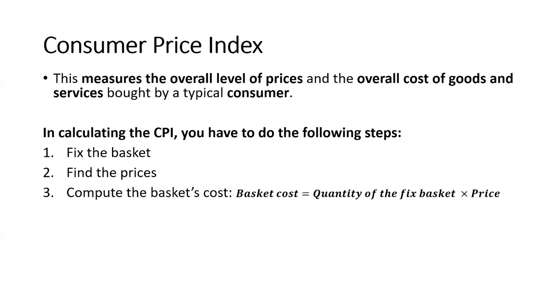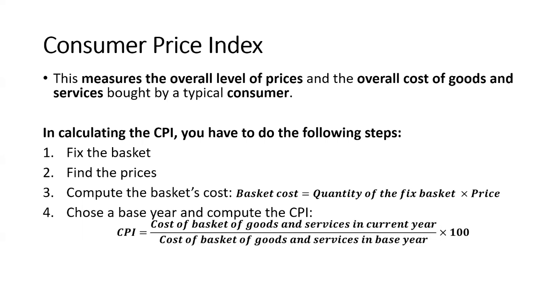After computing the basket cost for each year, you choose a base year and then compute the CPI. In computing the CPI or Consumer Price Index, you simply use this formula: the CPI is equivalent to the cost of the basket of goods and services in the current year divided by the cost of the basket of goods and services in the base year. Then you multiply the quotient by 100.